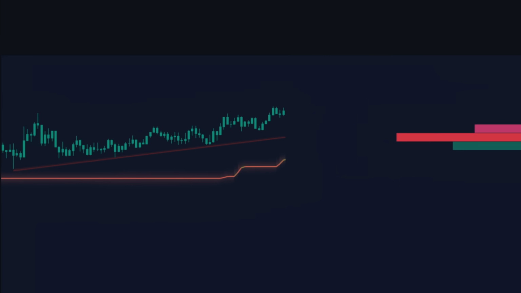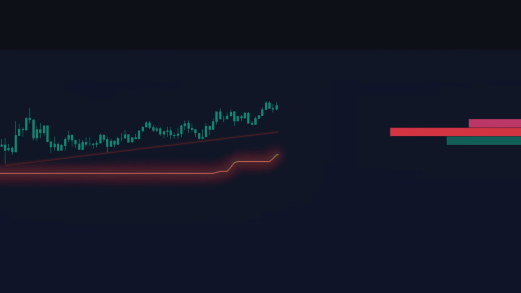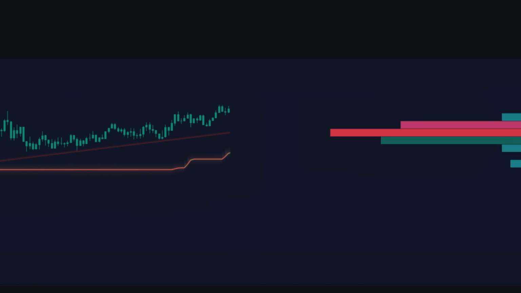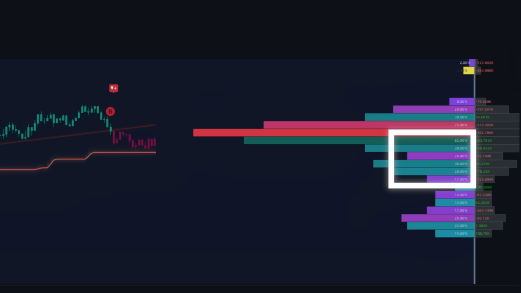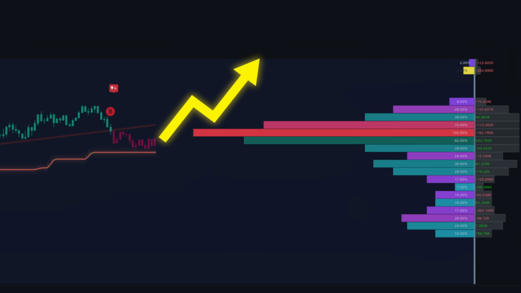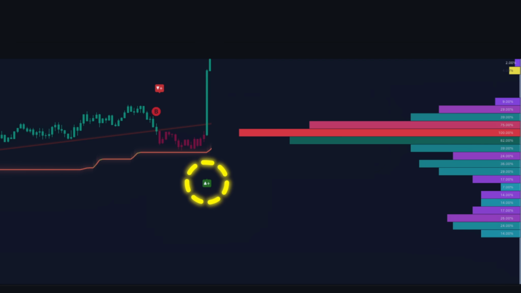Here's the playbook. The very first green flag is the price position above that glowing orange TIQ tracer line. This means buyers are still in control. Next, take a look at the volume profile. If you spot a cluster of buy orders stacking up below price, the trend's going strong. When the indicator flashes a buy signal, dive in.